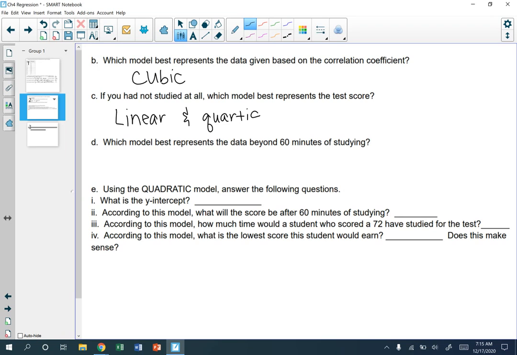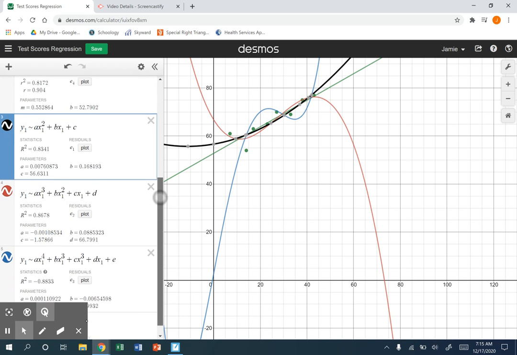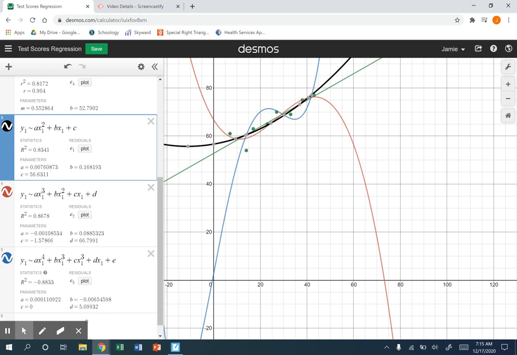Okay, now which model best represents the data beyond 60 minutes of studying? So I'm going to turn all of these back on. And then we're looking at 60 minutes. So if we're studying past 60 minutes, wouldn't we expect to keep doing better, right? Not dropping off. So again, cubic is definitely not the answer.